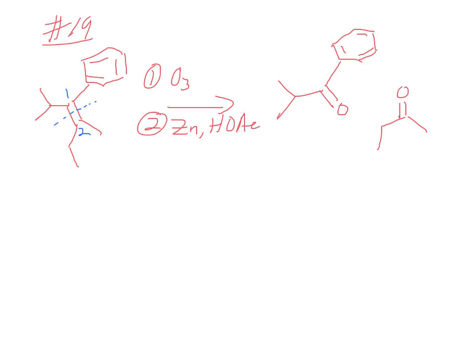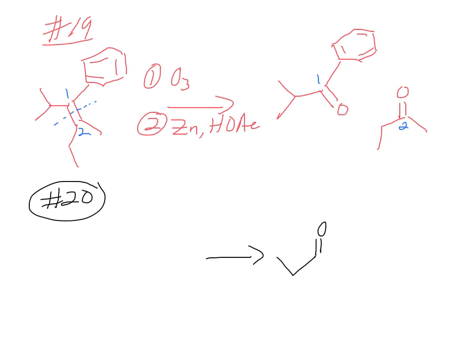So that's all there is to it. 1 and 2. You split that double bond, cut it right in half, and you get 2 carbonyls. That's all ozonolysis does. Don't worry about the mechanism. That's all you need to know, is that O3 cuts that in half and gives you 2 carbonyls. All right, let's do number 20, which is basically taking this reaction and working backwards.